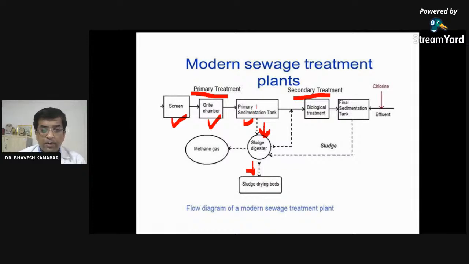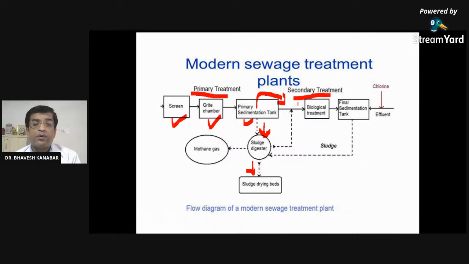Whatever remaining upper part of the sewage is there is subjected to secondary treatment. Secondary treatment includes biological treatment, and in biological treatment there are two methods. One is the trickling filter method, and the second is the activated sludge process. In the trickling filter method, the name filter is actually a misnomer; again, it is biological treatment.